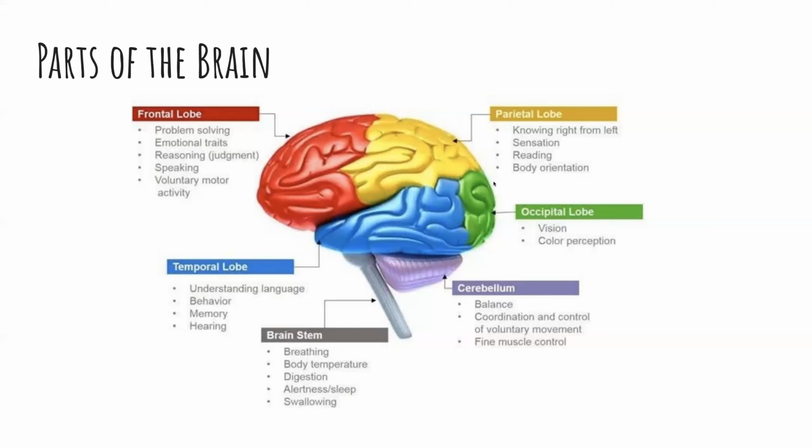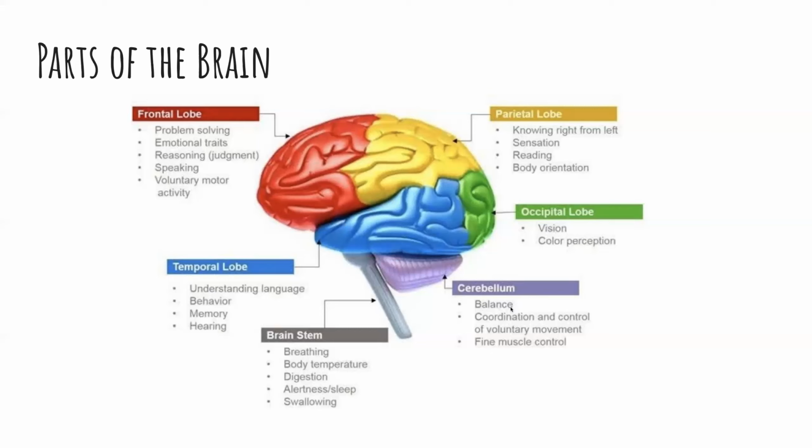Your occipital lobe, that's in the back, this green area. That really deals with your vision and your color perception, so any type of visual receptors are in there. Your temporal lobe, that's the bottom or mid-bottom part. That really deals with understanding language, memory, your hearing, and your behavior. So that really breaks those things down.